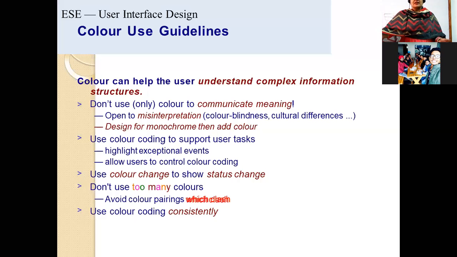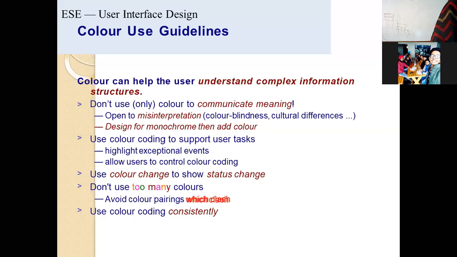Use a color coding combination to support the user's task. Highlight exceptional events. If an exceptional event occurs while doing some command operation or menu operation, highlighted colors can be used. Also, allow the user to control color coding, so the user can use color coding according to their choices.